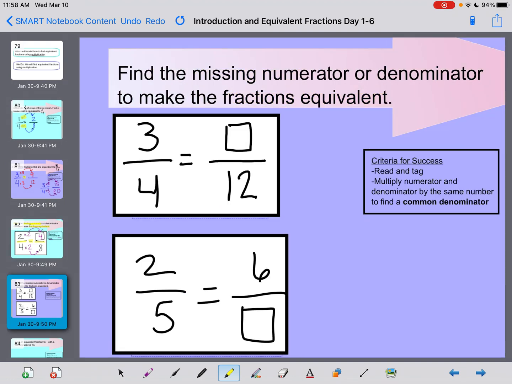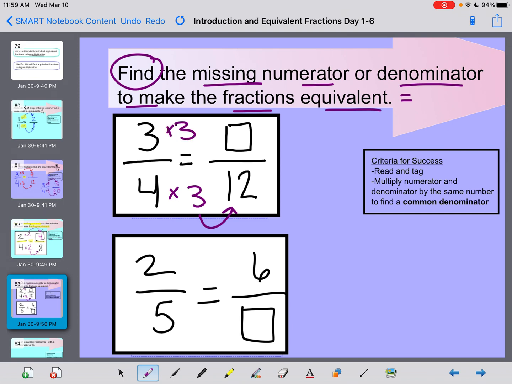In this example, I'm given a fraction, and then either the numerator or the denominator is missing. Find the missing numerator or denominator to make these fractions equivalent, which means equal. Okay, so I'm given the denominator in this fraction. I need to think 4 times what is 12. I know 4 times 3 is 12.